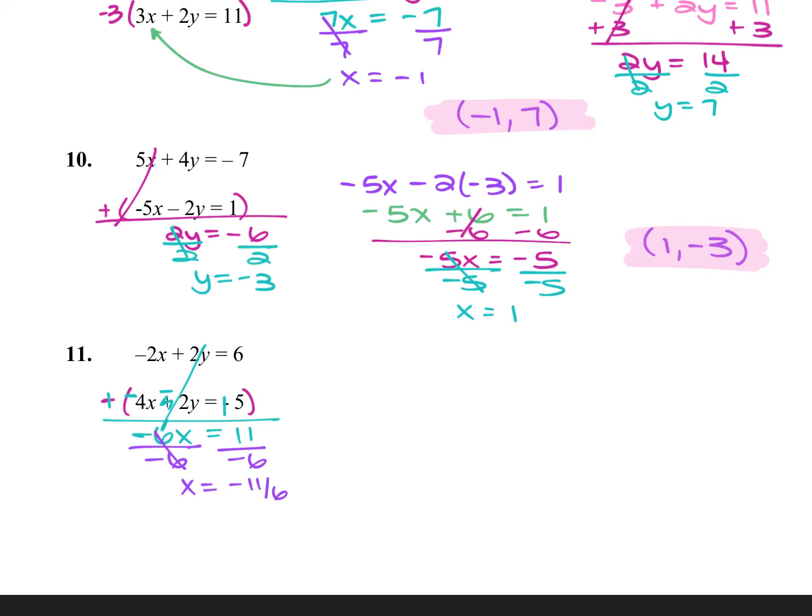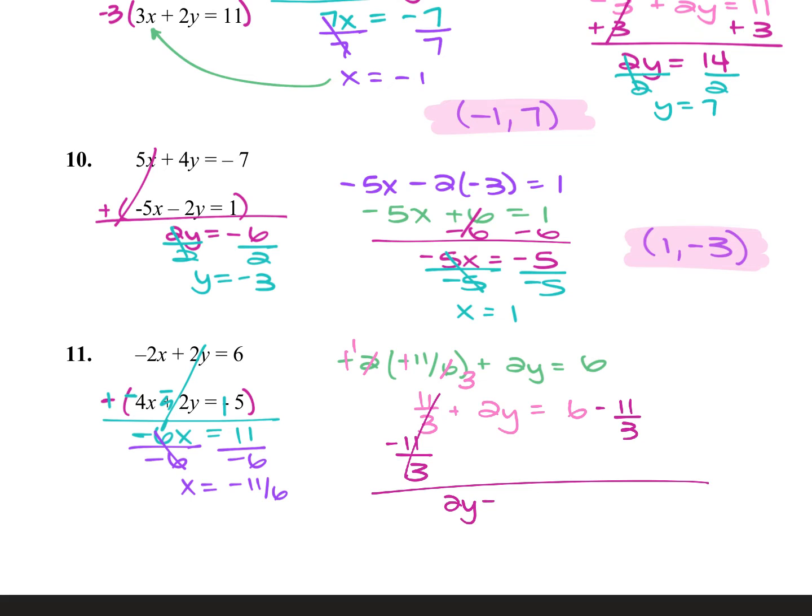Plug this into one of the original equations. My top has smaller numbers there, so I'm going to use that. So that's going to give us negative 2 times negative 11 over 6 plus 2y is equal to 6. Your negative times negative, again, is positive. Your 2 becomes 1, 6 becomes 3, so that's 11 over 3 plus 2y is equal to 6. Move your 11 over 3 over, subtract it from both sides.